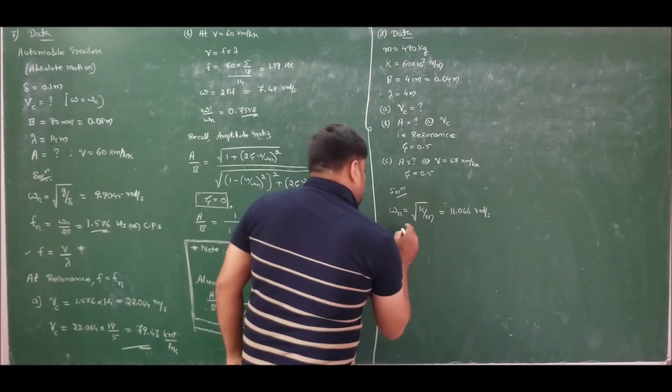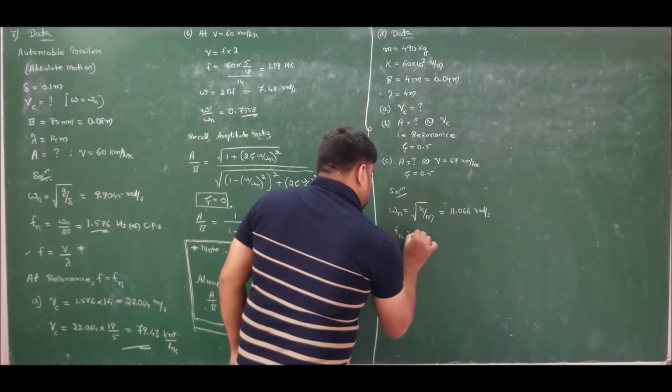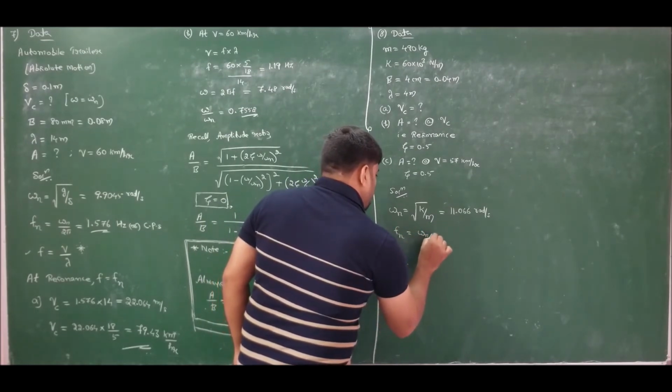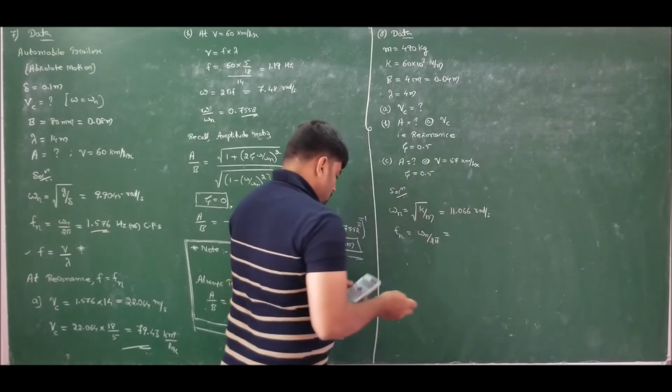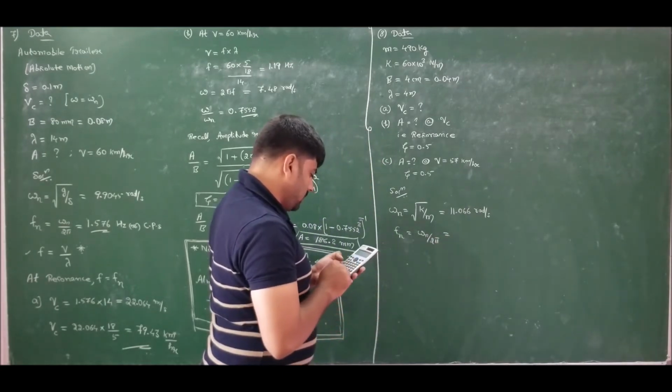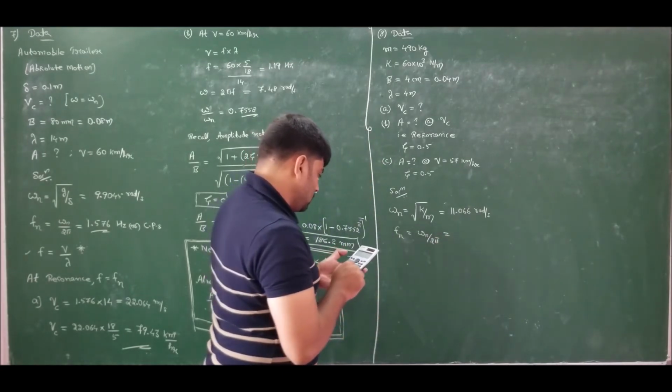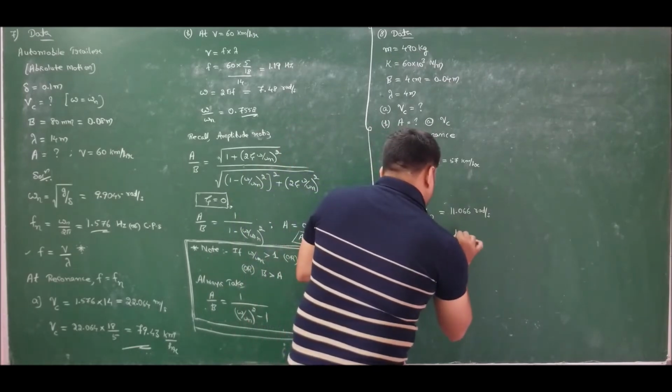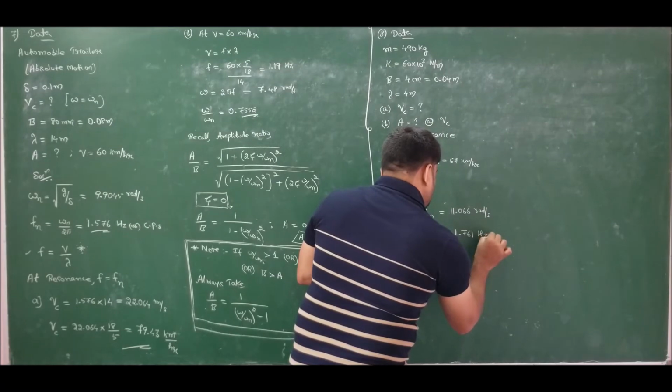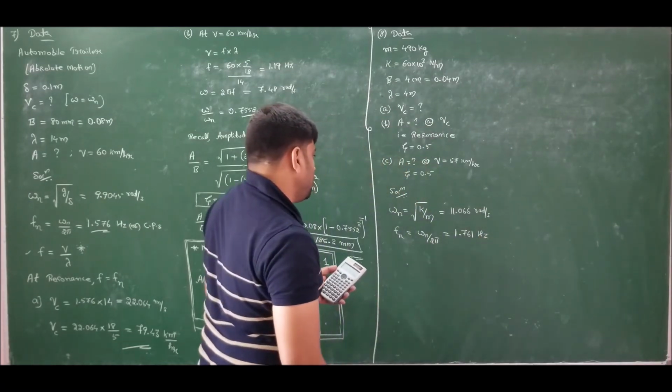But I have the relationship between wavelength, velocity and hertz, cycles per second. Hence convert this into cycles per second. So how much is Fn? Fn is omega n by 2 pi, which will be this answer divided by 2 into pi, which is nothing but 1.761 hertz or cycles per second.